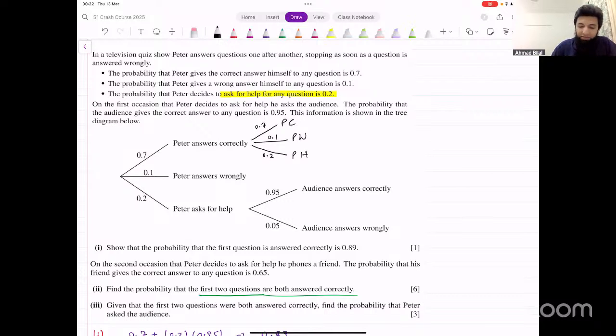Now, when he decides to go for help, this is the tricky part here. This is what is important to understand. When he decides to ask for help in this case, what is the probability that he gets the question correct? And what is the probability that he gets the answer wrong? What are these probabilities going to be? Anyone? Probability of getting this question correct. What are the probabilities in these branches going to be? Probability of being correct and probability of being not correct.